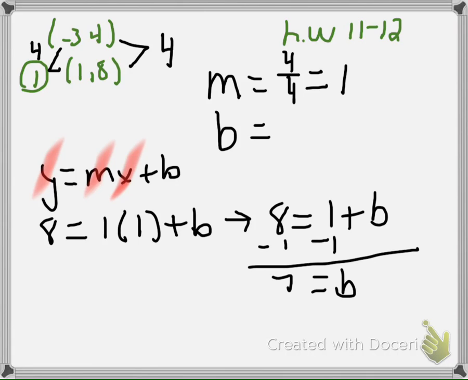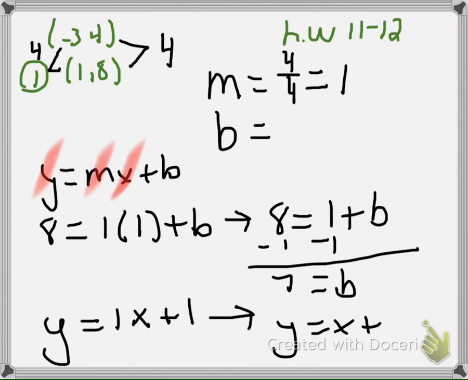I'm ready to write my equation. Y equals 1x plus 1. Now I'm going to simplify. I know from before that 1 times x is just x, and so we don't normally write 1 times x, we just write x. Y equals x plus 1.